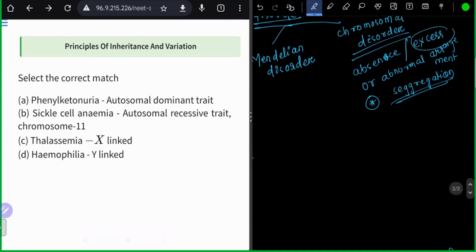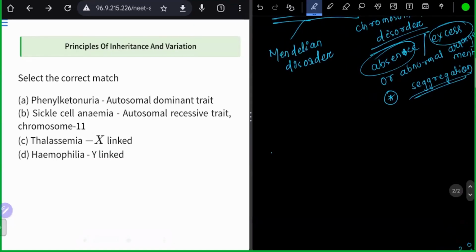Gaining of chromosomes leads to excess chromosomes and losing of chromosomes leads to absence of chromosomes, or there can be any abnormal arrangement in chromosomes. And others are Mendelian disorders. Mendelian disorder means it occurs by alteration or mutations in a gene.